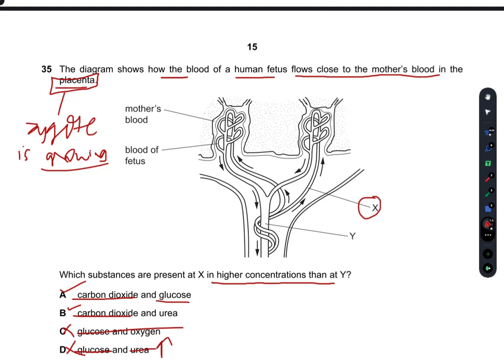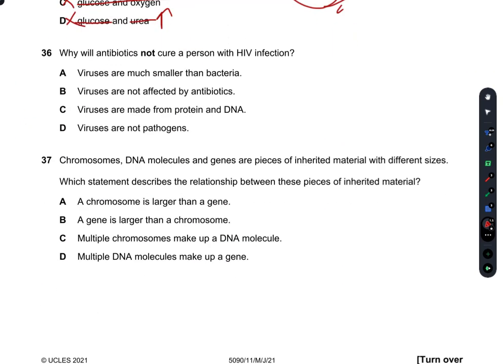So we are only left with urea. Urea is being produced in the fetus as a waste product. So yes, B is the right option.